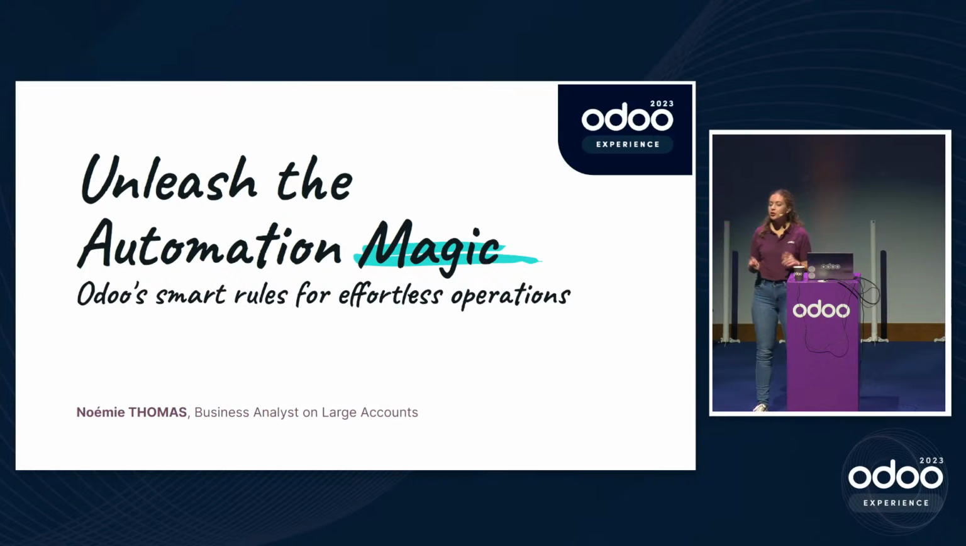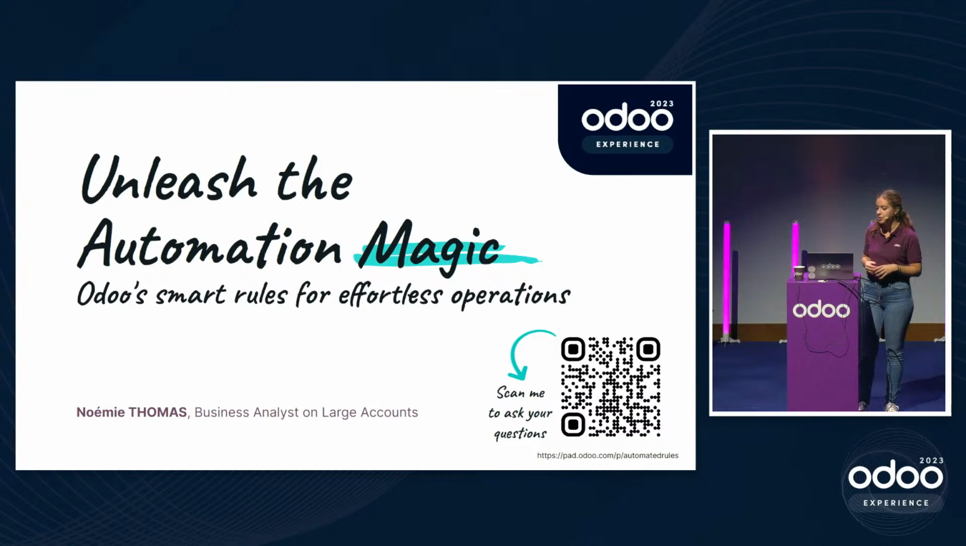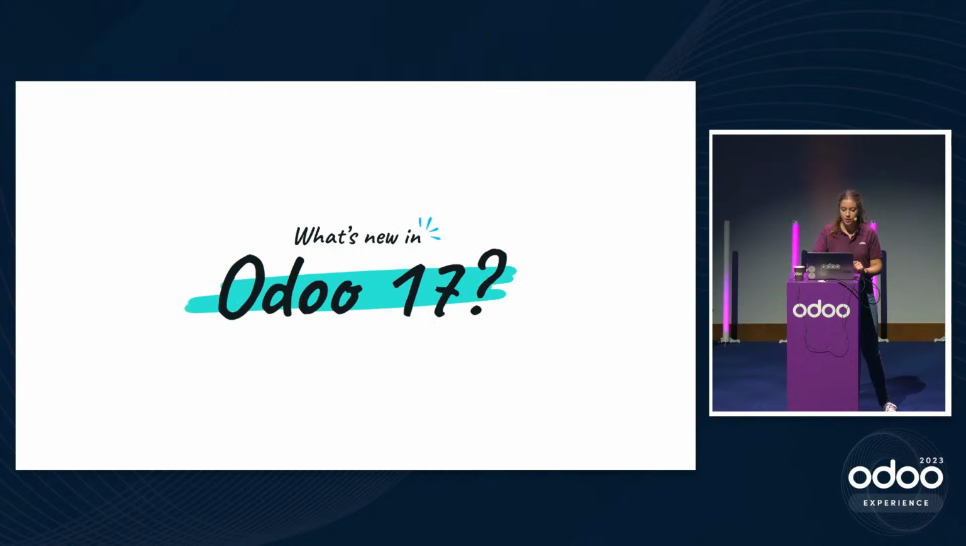At Odoo, we believe you could do more with your time, and we want to simplify your daily flows and help you get back to what truly matters in your business. I'm Noemi, and today I will show you the magic of automated rules. We will first see what is new in version 17. Then I will dive into a database to show you a quick demonstration, and I will finish by giving you a few best practices in configuring automated rules. We will also have a Q&A session if we have the time right after, so don't hesitate to scan the QR code here above.